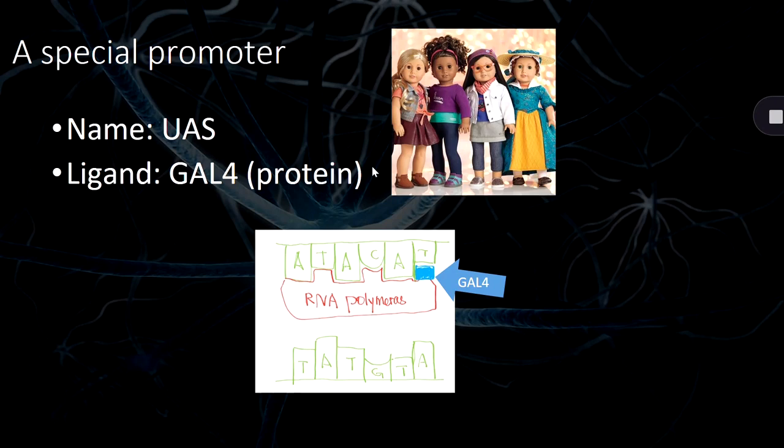Now let's talk about a special promoter, the UAS. That will bring us to the GAL4 UAS system, which you have to remember, okay? Let's take a look. For this UAS system, the UAS, like we talked about earlier, is a promoter. This promoter requires a special ligand, which is GAL4. And GAL4 is a protein.